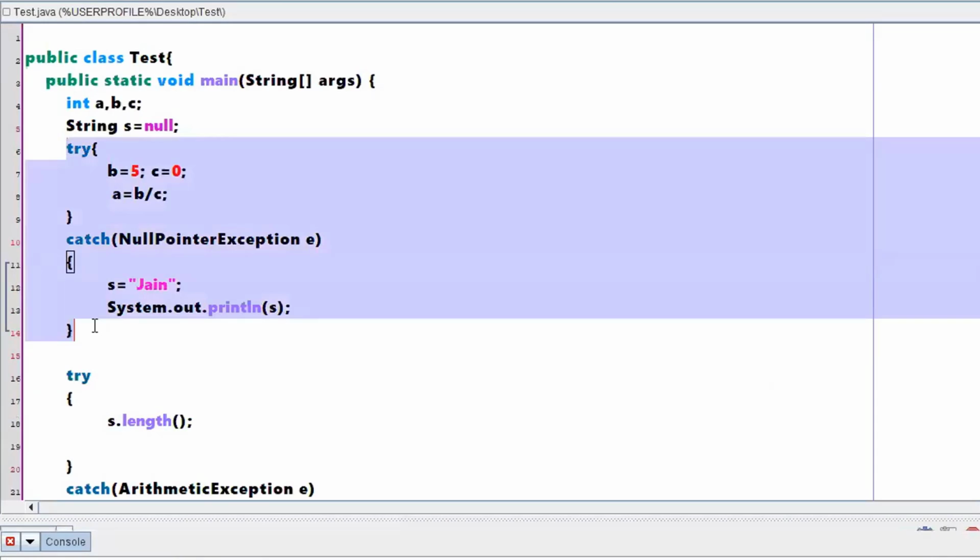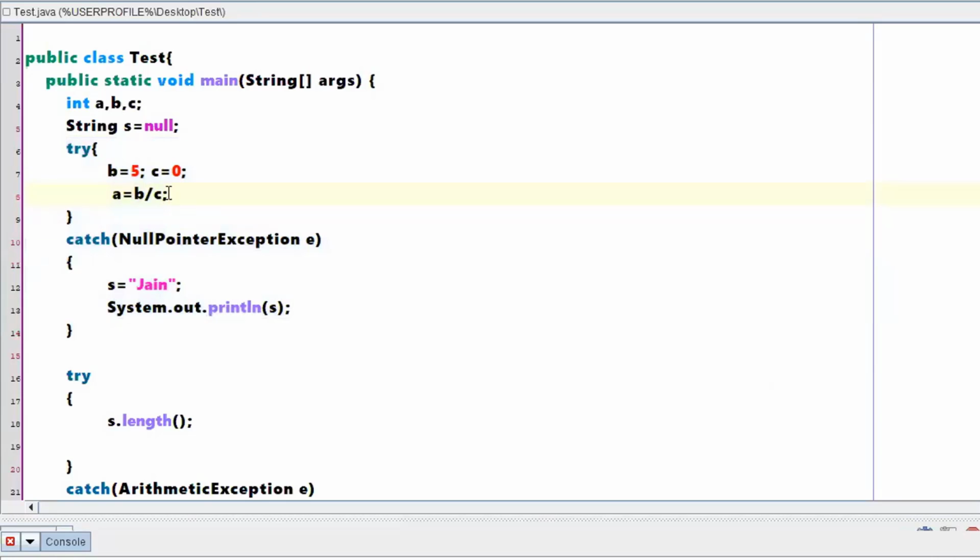Try and a catch, this is one particular block. Correct? So what exception has been raised here? Here you are raising an exception called arithmetic exception. What type of catch block did you write? You wrote a null pointer exception. Here things will not match, so there is no question of going to another part itself.